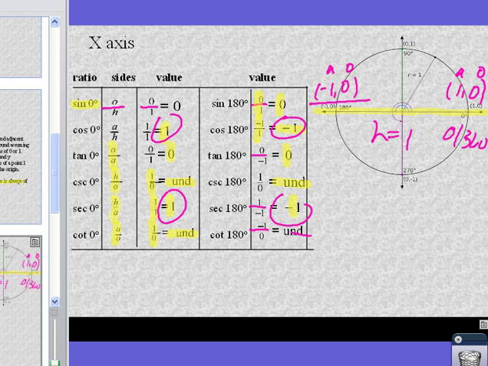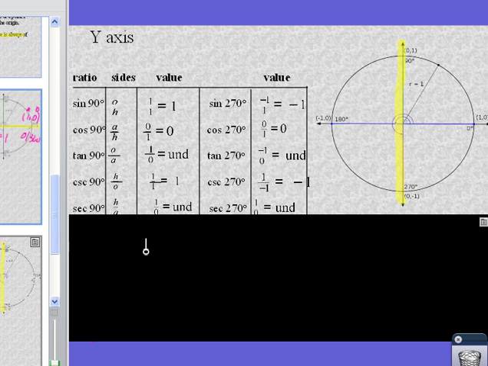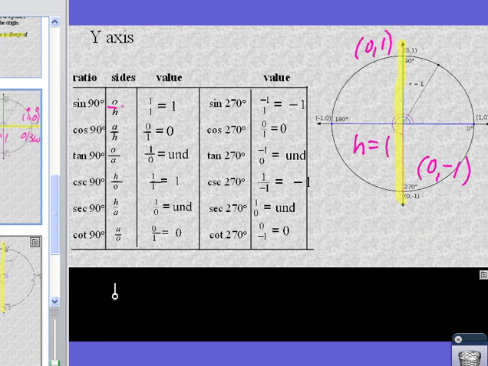All right, so now we have the y-axis, which is your vertical axis, and it's going to be really exactly the same. We've got our 0, 1, we've got our 0, negative 1, our hypotenuse is equal to 1. And so let me fill these in. It's very annoying that this tool sometimes doesn't show my bars, but okay.